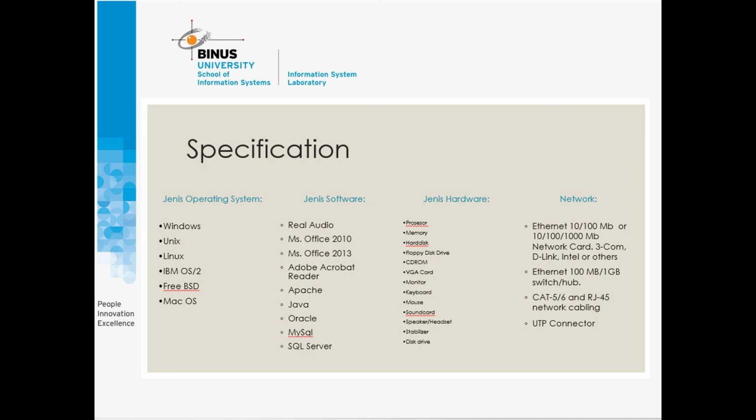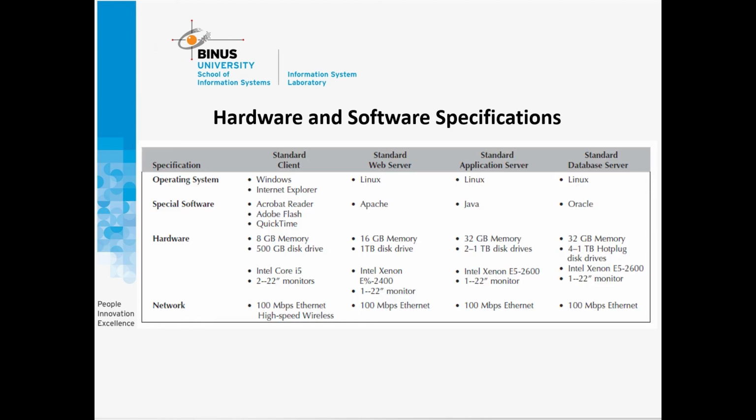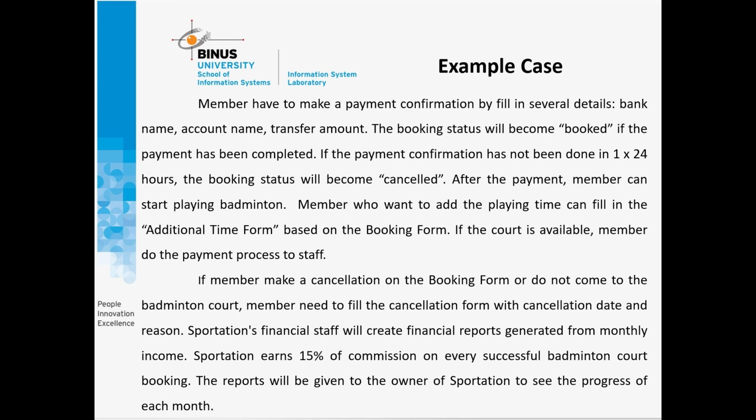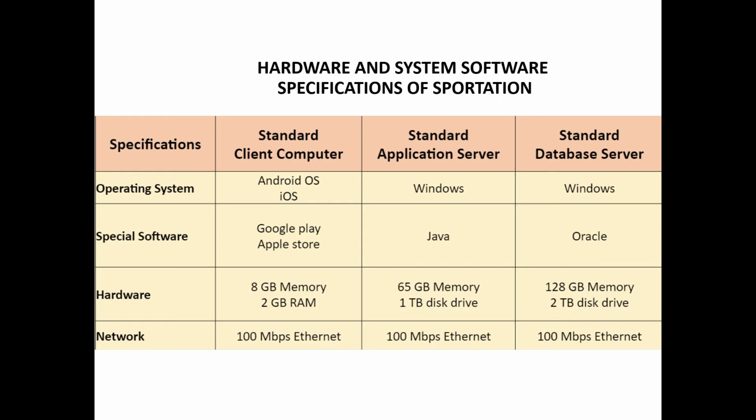Here is some hardware and software specification that can be used. And here is an example of hardware and software specification for an n-tier system architecture. The following is an example case of Sportation. The type of architecture of Sportation is three-tier architecture because this application is specific for users. Users can access the application through a mobile device.